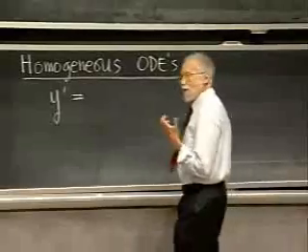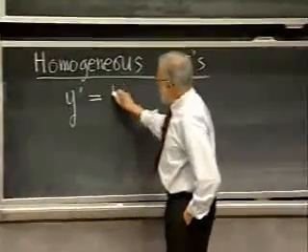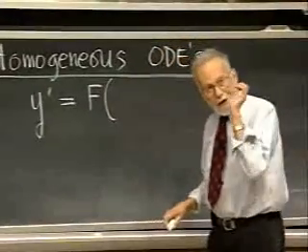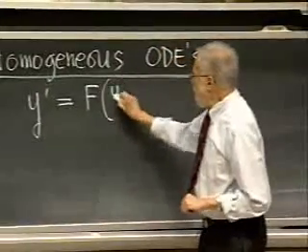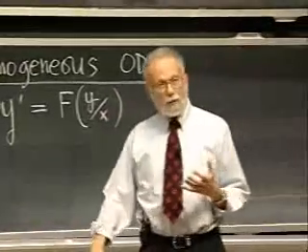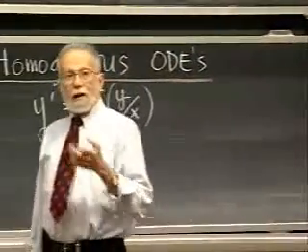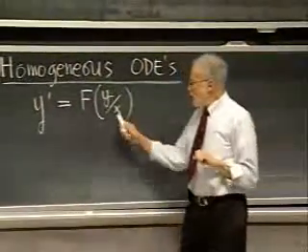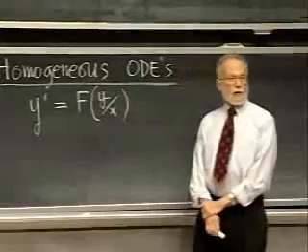And now the simplest way to say it is, you should be able to write the right-hand side as a function of a combined variable y divided by x. In other words, after fooling around with the right-hand side a little bit, you should be able to write it so that every time a variable appears, it's always in the combination y over x.